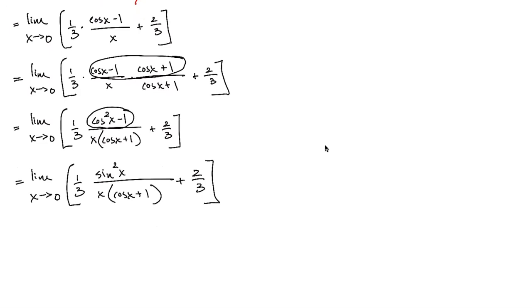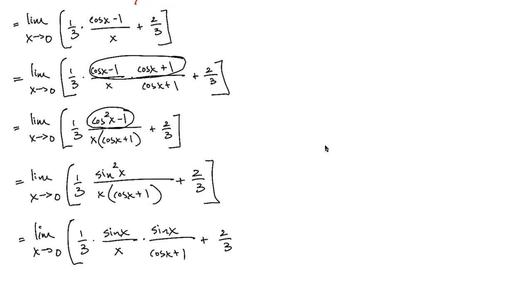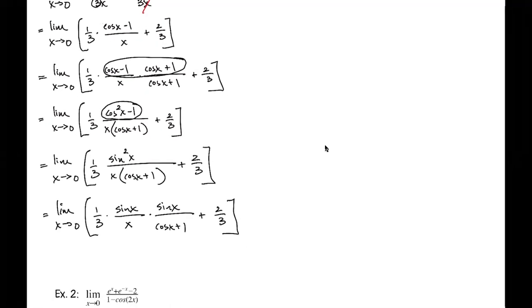Okay. And now I'm going to resplit this into 2 fractions. So what I mean by that is I'm going to have 1/3 times, I'm going to take one of those sine x's and put it over the x. And then I'm going to keep the other sine x and have that over cosine x plus 1, and then plus 2/3. Okay.